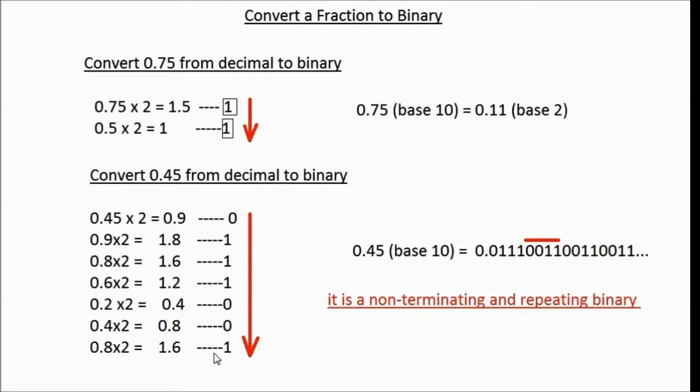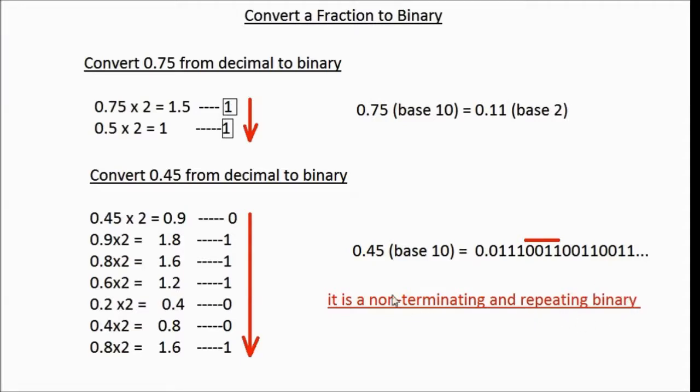So from this point forward, the sequence repeats. Because we have come to this step again, 0.8 into 2 giving me 1.6 is what we arrived at again after 1, 2, 3, 4 steps. Okay, so this procedure doesn't terminate. However, it produces a repeating fractional representation for the binary.